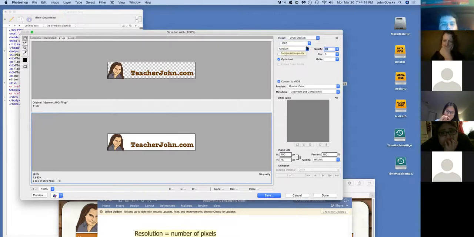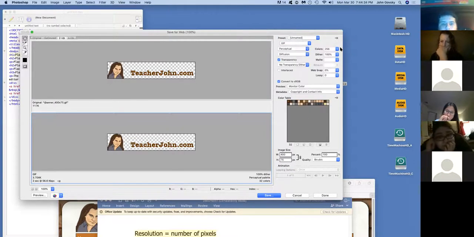So all these do the same thing. They change the quality level. The menu just gives you some very basic settings. The number is really the key, and that's what determines the quality level. So manipulating a JPEG is very different than manipulating a GIF or a PNG, where you actually can control the number of colors down to the actual pixel, right?